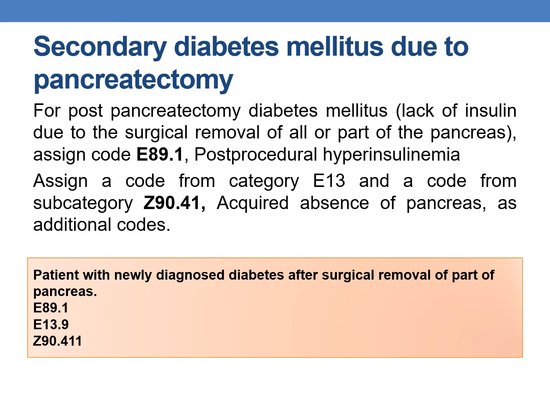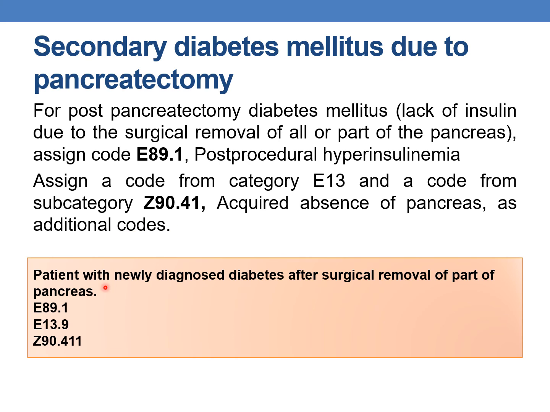Now let us discuss secondary diabetes mellitus due to pancreatectomy. Post-pancreatectomy diabetes mellitus is nothing but lack of insulin due to the surgical removal of all or part of the pancreas. First we need to assign a code E89.1, post-procedural hyperinsulinemia, followed by a code from the category E13, and next a code Z90.41, acquired absence of pancreas, as additional code.